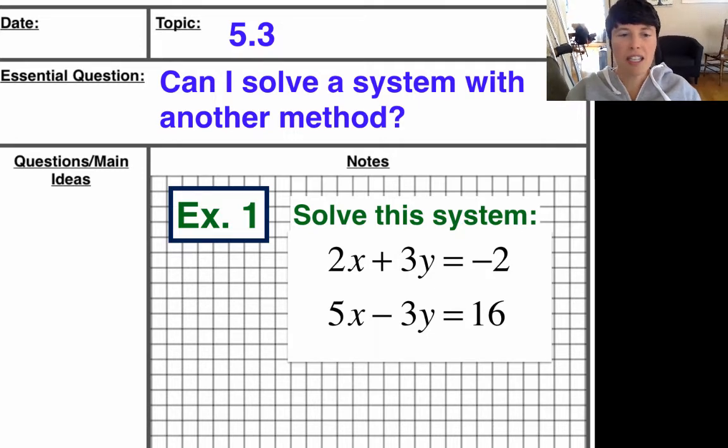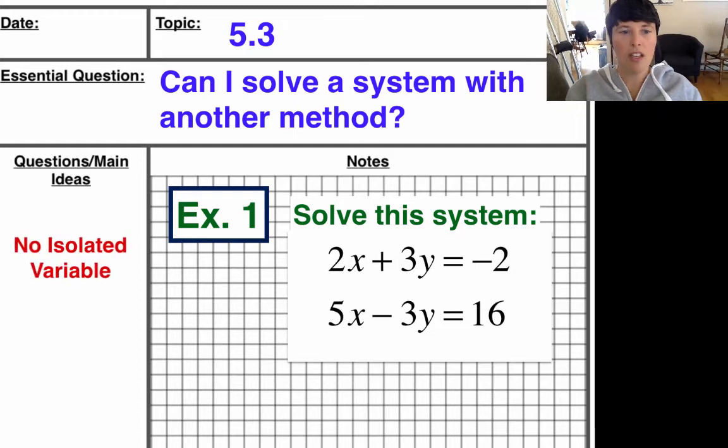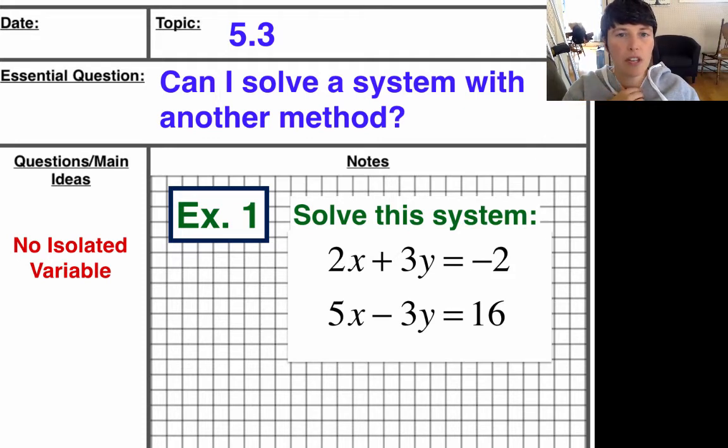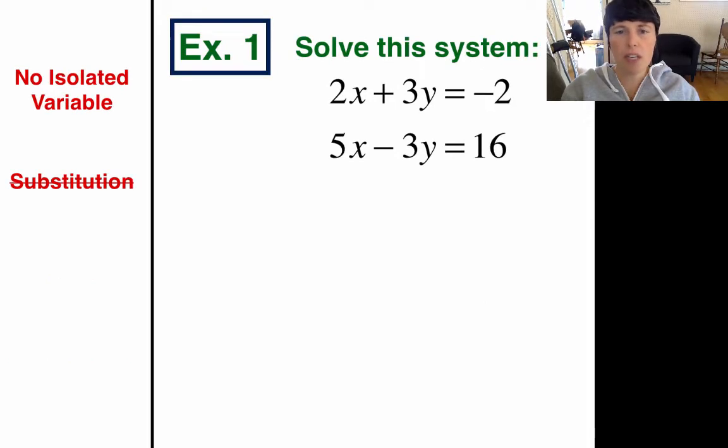So I'm looking at this and thinking to myself, this is not a good choice for substitution. There's no isolated variable. I do not see an x all by itself or a y all by itself. Usually substitution is great when it says like y equals something or x equals something, and that's not here. We don't have that. So substitution, I'm going to cross that out and think that is not my best option. So let's go for a different option. I'm going to teach you a new way to do this.